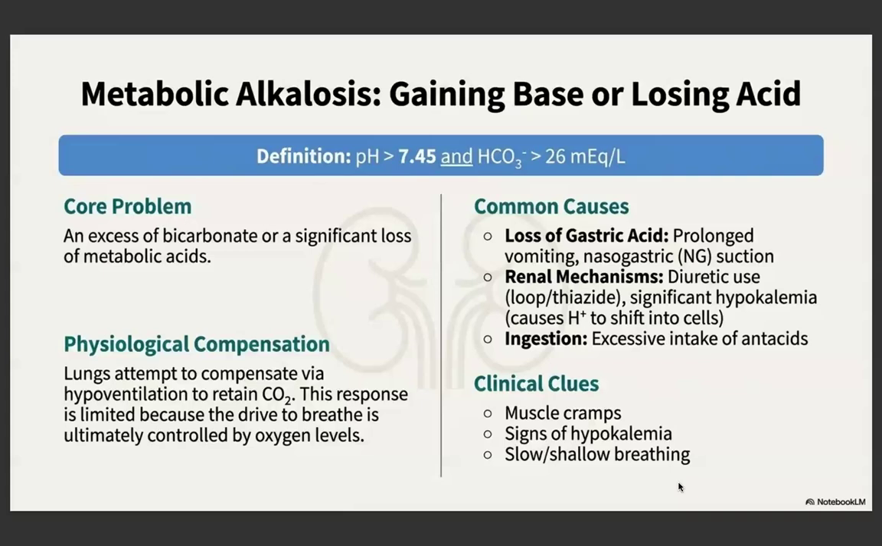Also, if they take a lot of antacids, like let's say they have, I don't know, peptic ulcer disease, that might also be a reason why they have alkalosis. And then there's going to be other clinical cues that you can see. Obviously, that shallow breathing, that low potassium, you'll see that. Because of the low potassium, they'll have arrhythmias and then they'll also have muscle cramping.